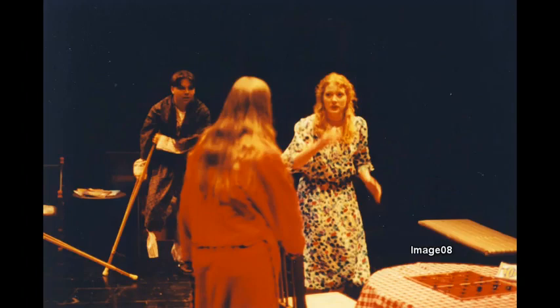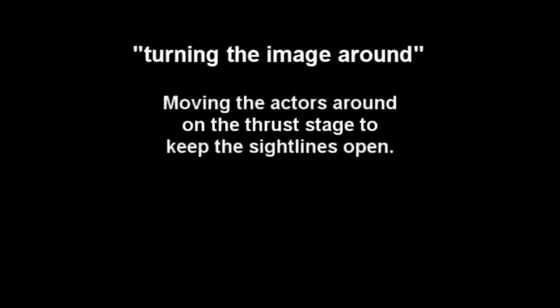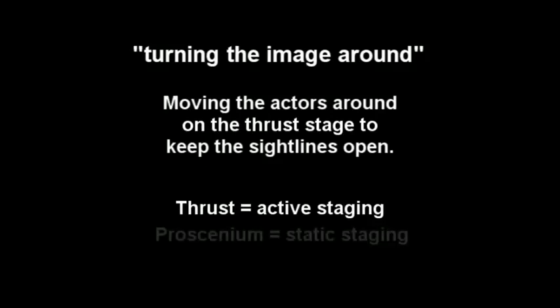This is because, in order to allow the best sightline for the audience in all three sections of the house to view the actors equally, he must move them in order to engage in a technique we refer to as turning the image around. Because of this, we say that the staging in a thrust space is more active, where the staging on a proscenium arch is more static.